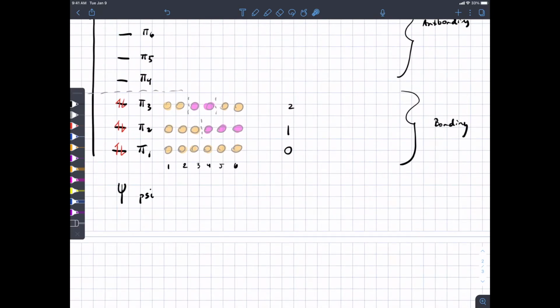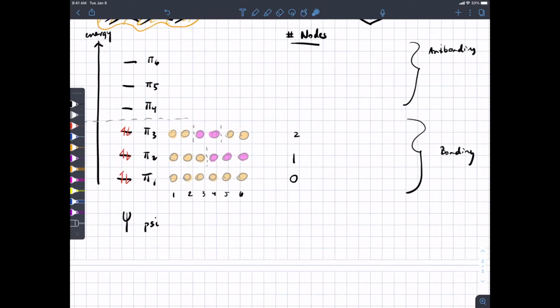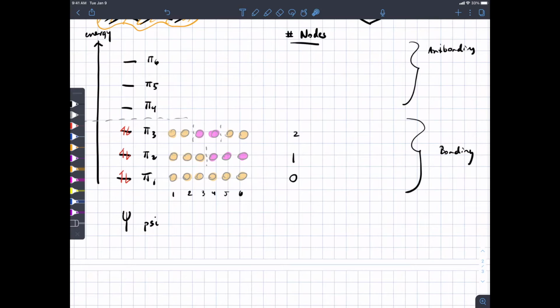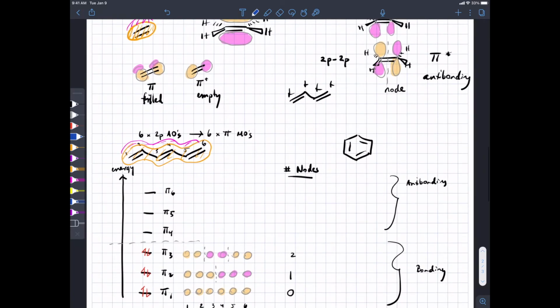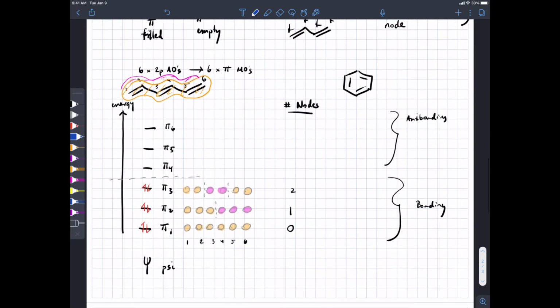Okay, so one other thing we need to talk about before moving on to benzene is you can get a sense for how low in energy a bonding orbital is by comparing the number of nodes, sure, but also by comparing the number of times the wave function has the same sign on adjacent atoms. When the wave function has the same sign on adjacent atoms, we'll call that a bonding interaction, because that's actually what a pi bond was. Same wave function sign on adjacent atoms is a pi bond.